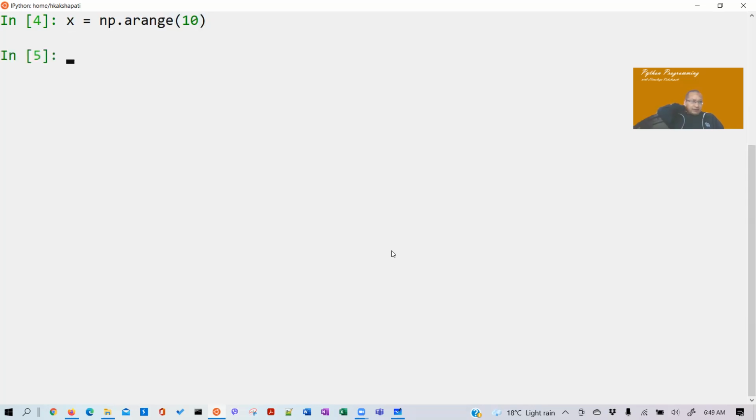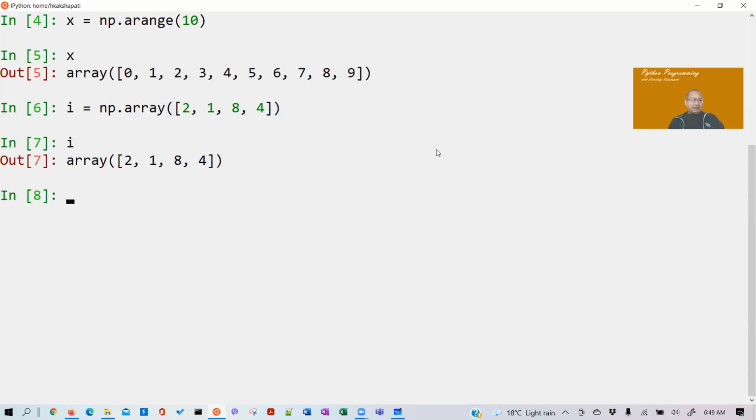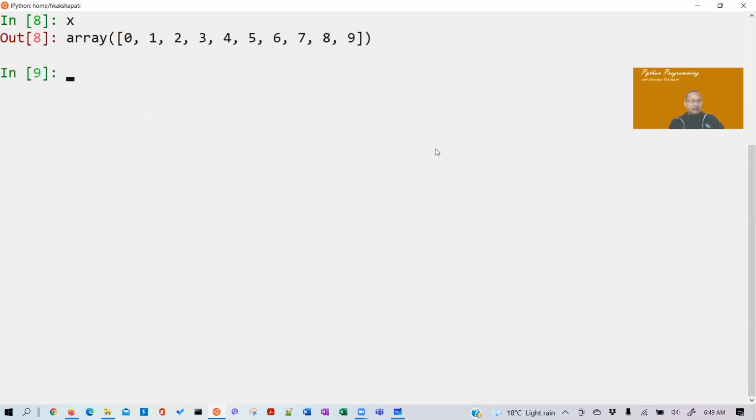So I have x equal to np.arange(10). When you see, I have this x array, which goes from 0 to 9, in step of 1. So I'm going to run this one. Okay, so again let's read over x.